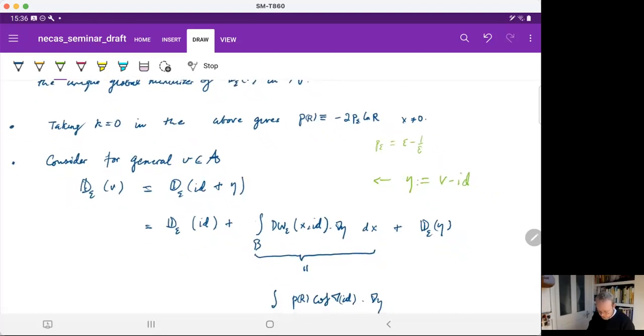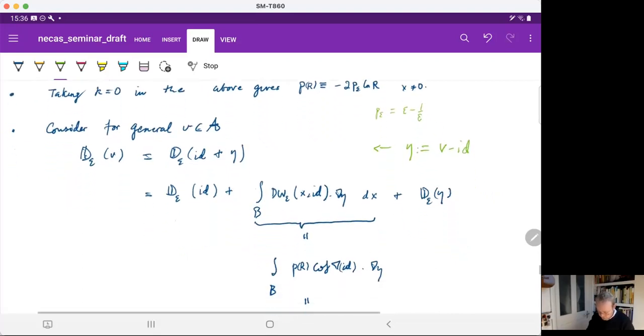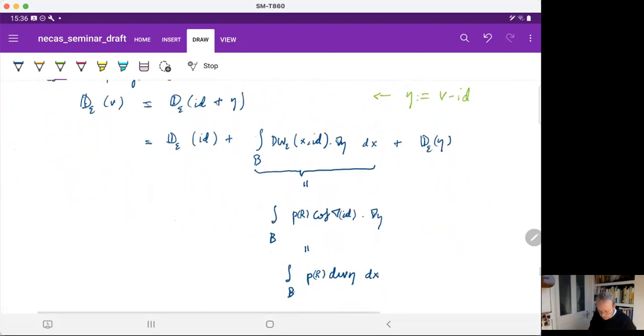Okay, so then you get some extra terms, and clearly what we're trying to do is to look at these last two terms, which I'm just going to put an orange line over. So if we can take these terms and show that their sum is greater or equal to 0, then we can conclude that the identity would be a minimizer. Okay, so what do you do?